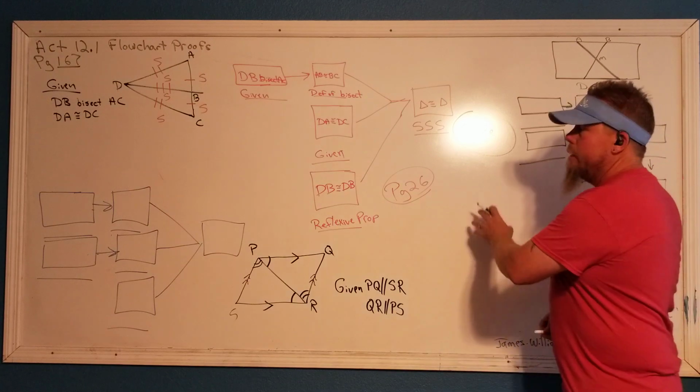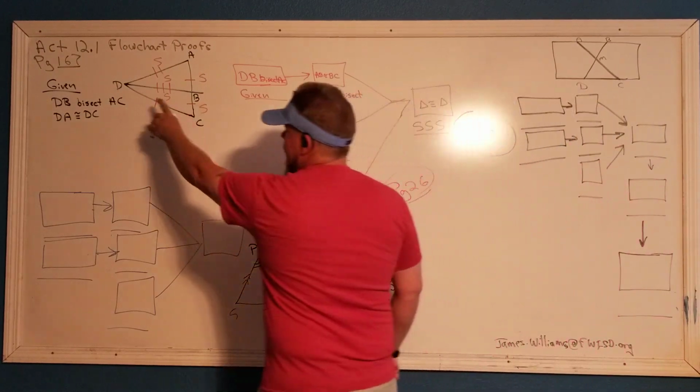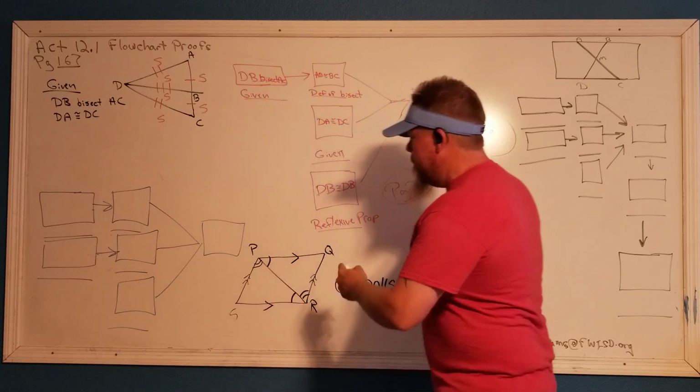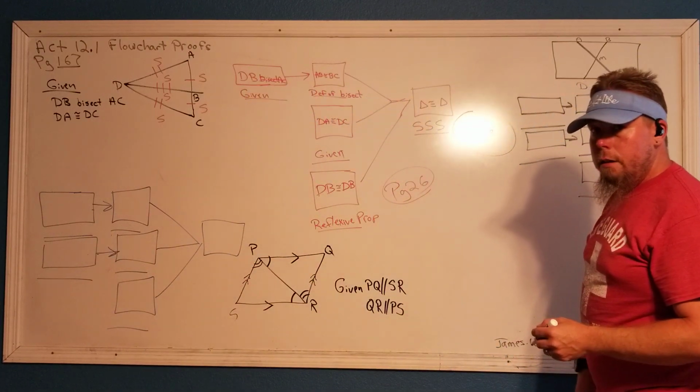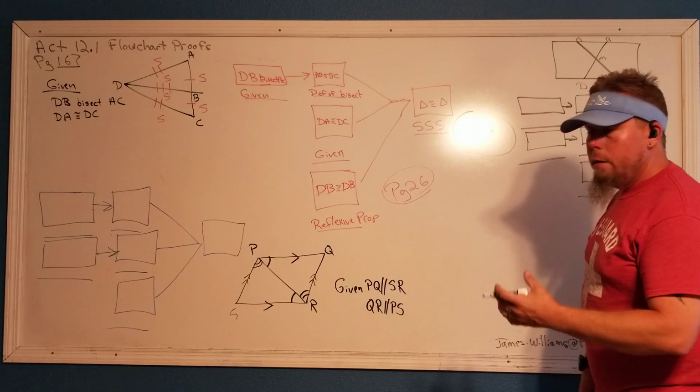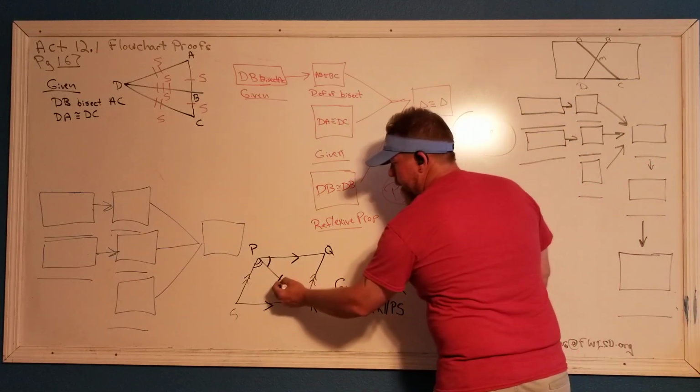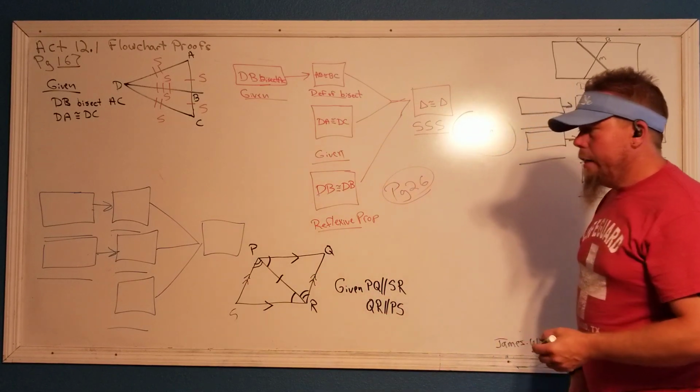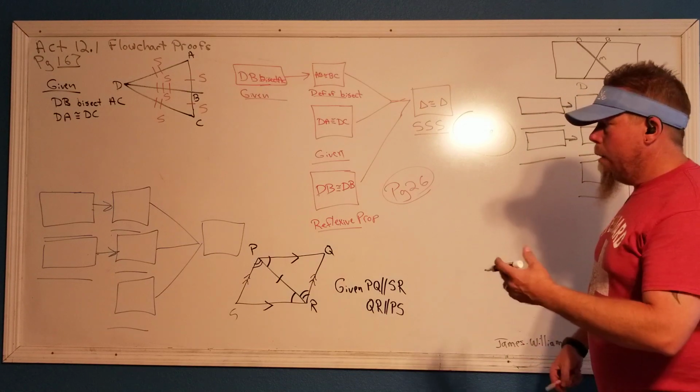Well, think about the first example. What did they do? They had BD was in both triangles, right? What's in both of these triangles? Do you see it? Top triangle, bottom triangle, what do they share? They share this side, okay? They share that side. So let's kind of walk through what we have.